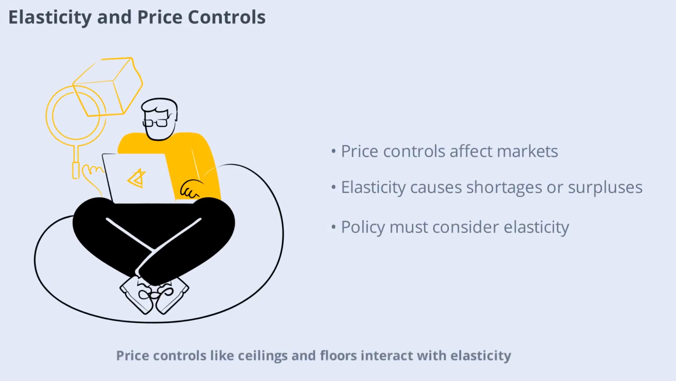Price controls like ceilings and floors interact with elasticity. If demand or supply is elastic, controls can cause shortages or surpluses. Policymakers must consider elasticity to avoid unintended consequences when setting price limits.